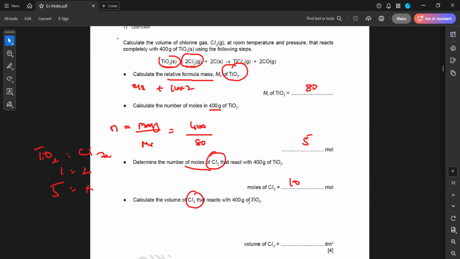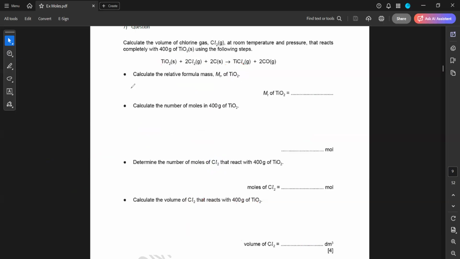Then calculate the volume of the chlorine that reacted. So how to get the volume of the chlorine? Moles equal volume divided by 24. So if I need the volume, the moles are 10. Volume divided by 24, so 24 multiplied by 10, we got 240 decimeter cube. That's the volume of the chlorine gas which is reacted with oxide of titanium. So normally when we solve the question, it's a formula, ratio, formula. The first part was additional, in which we have to use a periodic table and find the mass.